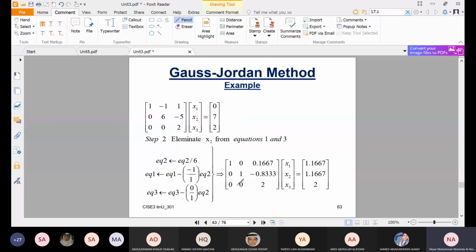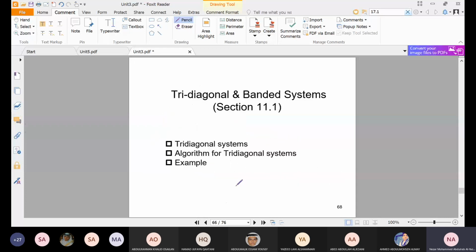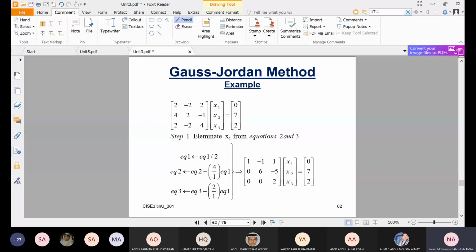Okay, and these are other examples. Inshallah, you can go through them when I submit the revised one. Any questions for this method? I think you already know this method.